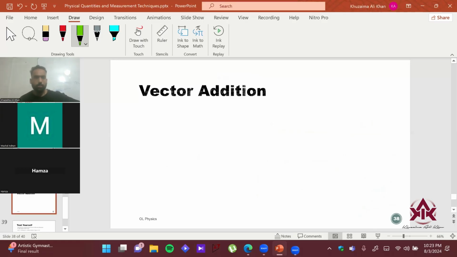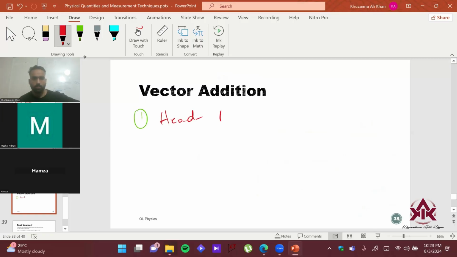In this we will learn two methods, which you may already know. It's called the head to tail method, and the second one is called the parallelogram method.